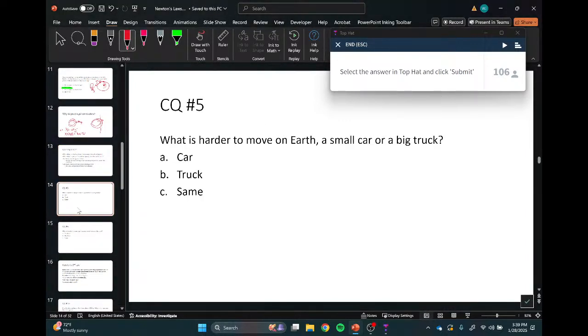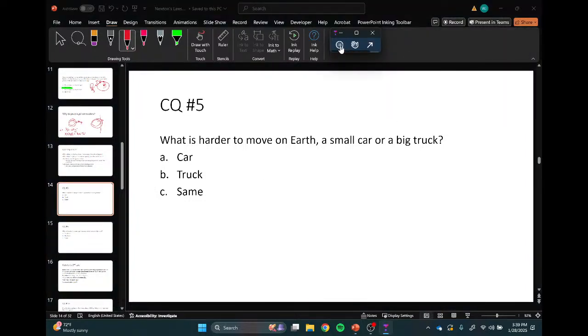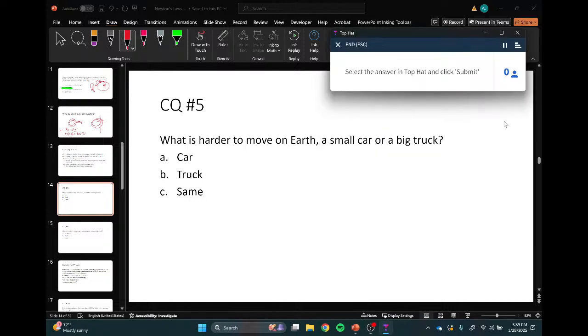The next one. What's harder to move on Earth? A small car or a big truck? Again, don't be thinking about whether or not these are trick questions. Think through your experiences. Think through the reasons and all that jazz. So don't just come up with an answer here. Come up with why you think that is.